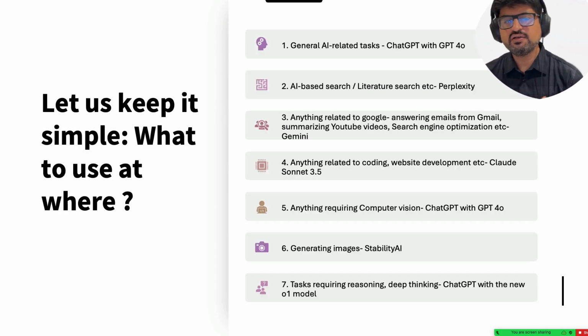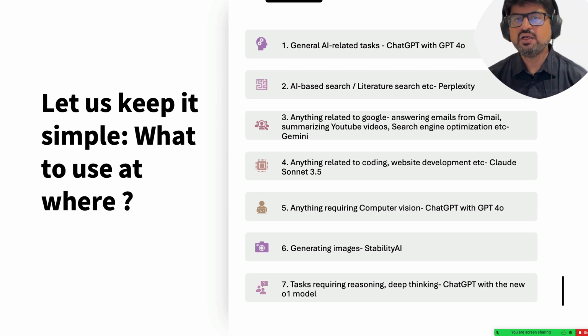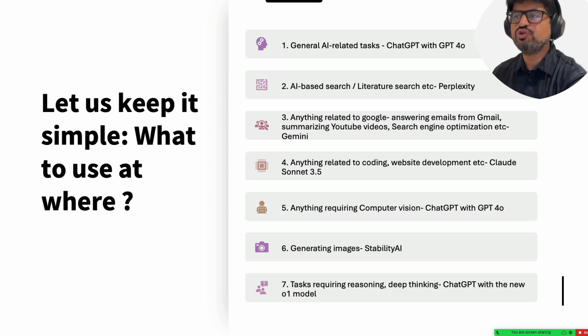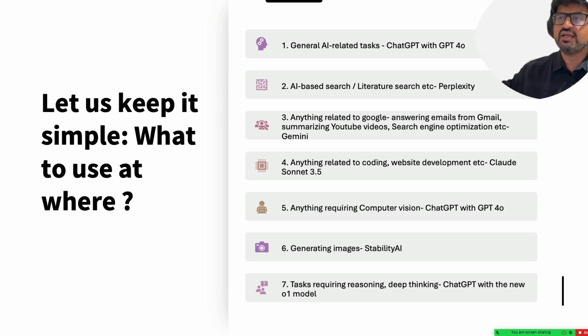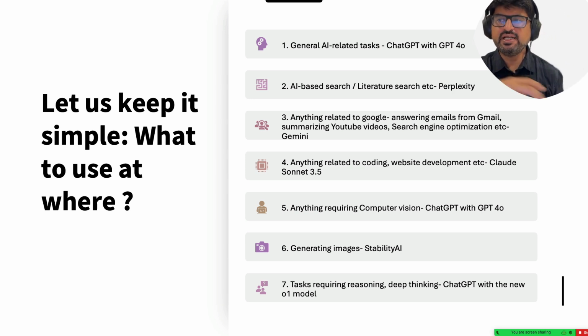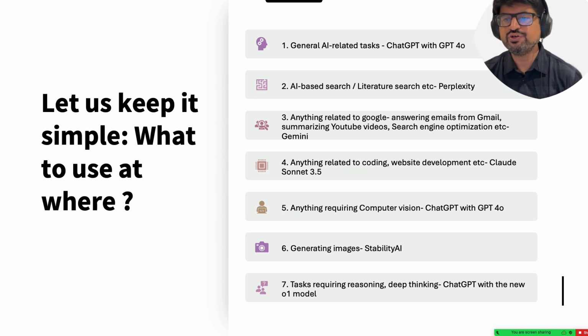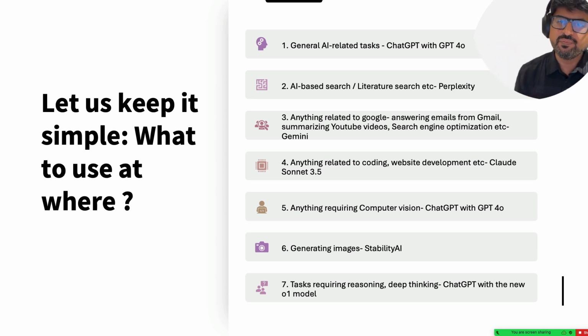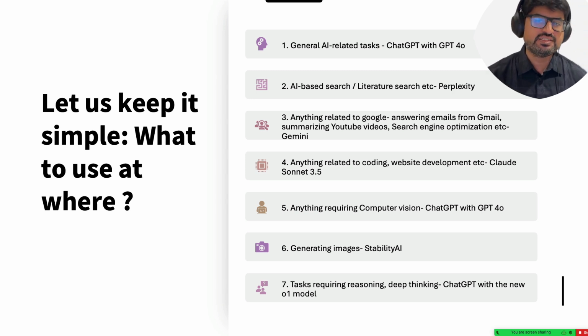So for what task can you use what tool? For general generative AI tasks, ChatGPT is a good choice. But if you want to do AI-based search or a literature search, you have to use Perplexity. Always remember this: if you want to search the internet, use Perplexity. For anything that has to do with Google, for example answering emails on Gmail, summarizing YouTube videos, or search engine optimization, you can use Gemini. Gemini comes from Google. Anything which requires coding, web development, and so on, you can use Claude.